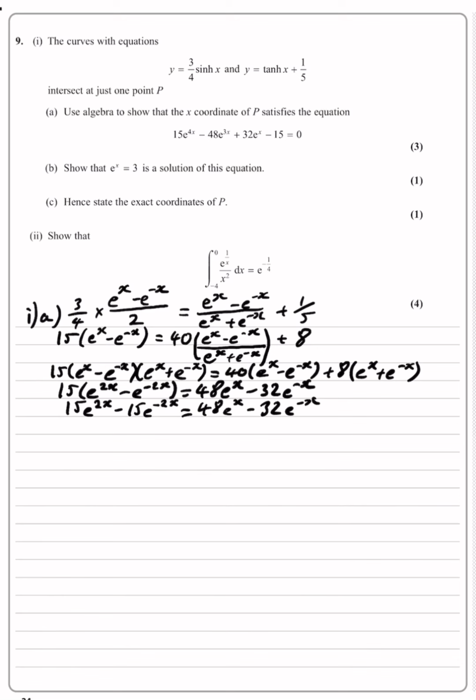Then I'm going to multiply everything by e^2x. So it becomes 15 e^4x - 15, equal to 48 e^3x - 32 e^x. And lastly, bring everything onto the left-hand side, and we get the equation we wanted.